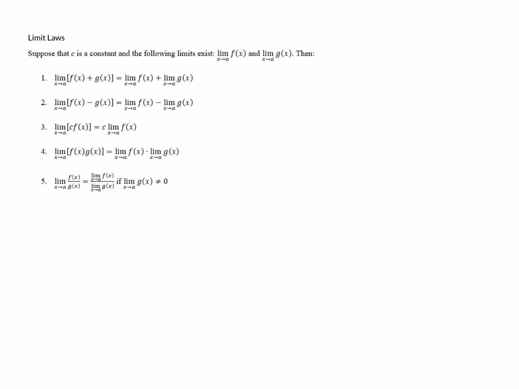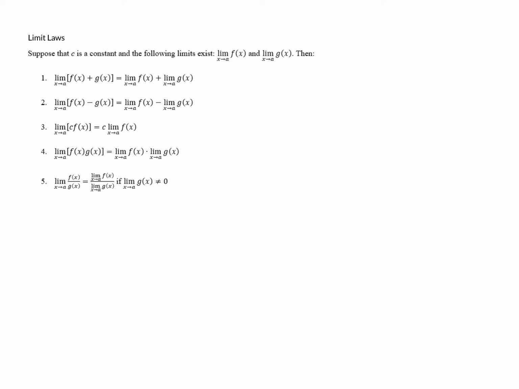The second law is very similar, but it's looking at differences. If we take the limit of a difference of two functions, that's equal to the difference of the individual limits. This means that if, for example, we're looking at a polynomial or something with multiple terms, and we're taking the limit, we can just take the limits of the individual terms and add and subtract them together, depending on if they're being added or subtracted.